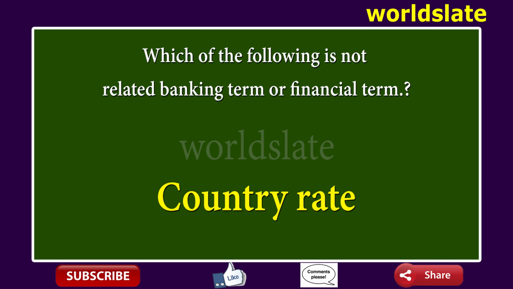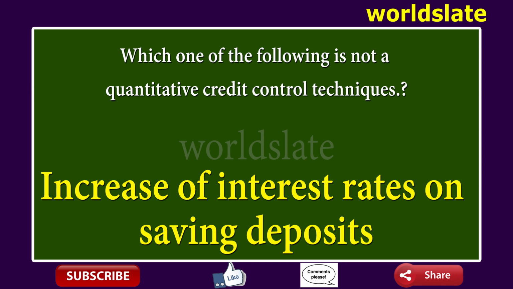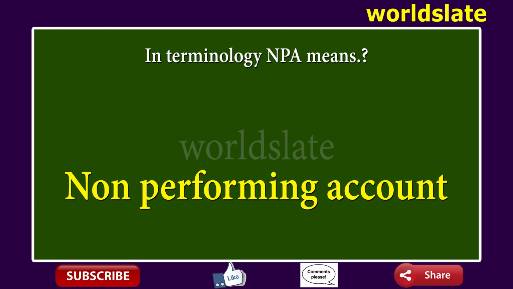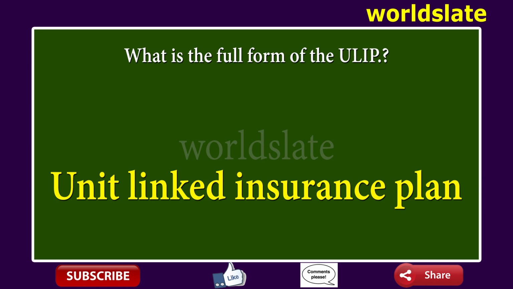Question: Which of the following is not a related banking or financial term? Answer: Country rate. Question: Which one of the following is not a quantitative credit control technique? Answer: Increase of interest rates on saving deposits. Question: In terminology, NPA means? Answer: Non-performing account. Question: What is the full form of ULIP?